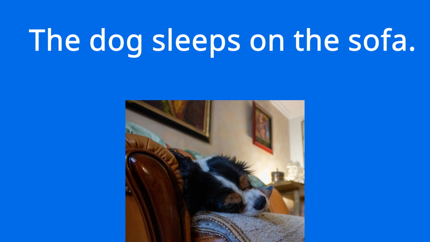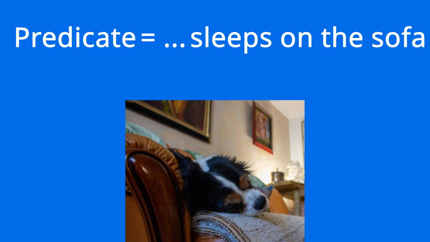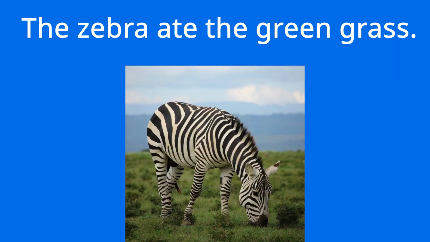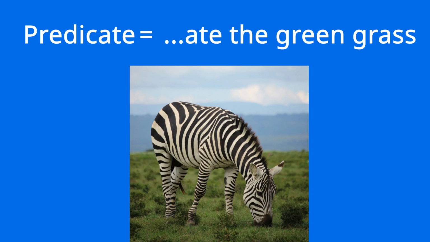The dog sleeps on the sofa. The predicate equals sleeps on the sofa. The zebra ate the green grass. The predicate equals ate the green grass.